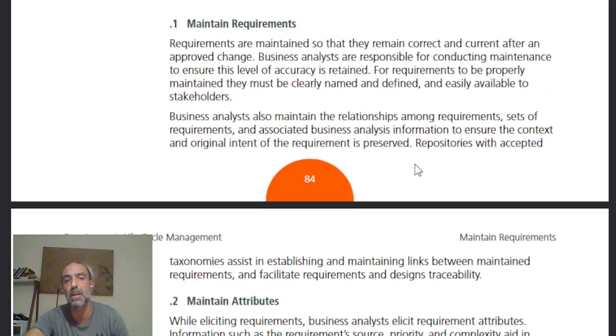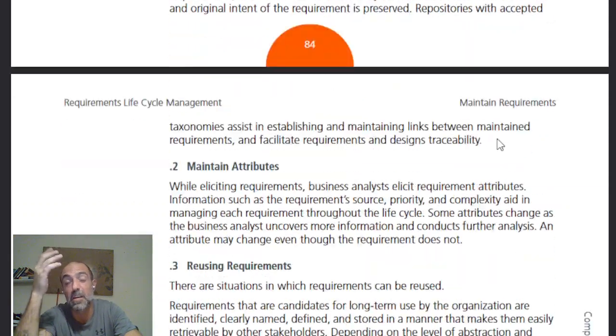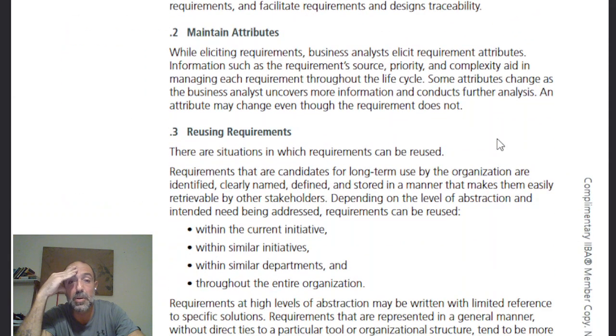Amazing. So basically everything we do, through maintaining the actual requirements, we make sure they're correct and we make sure they're approved. Well, later we make sure that the change is approved, after an approved change, okay? And we're responsible for conducting maintenance to ensure the level of accuracy is retained, and they gave us examples. Maintain attributes while eliciting requirements. Business analysts elicit requirement attributes, information such as requirement source, priority.